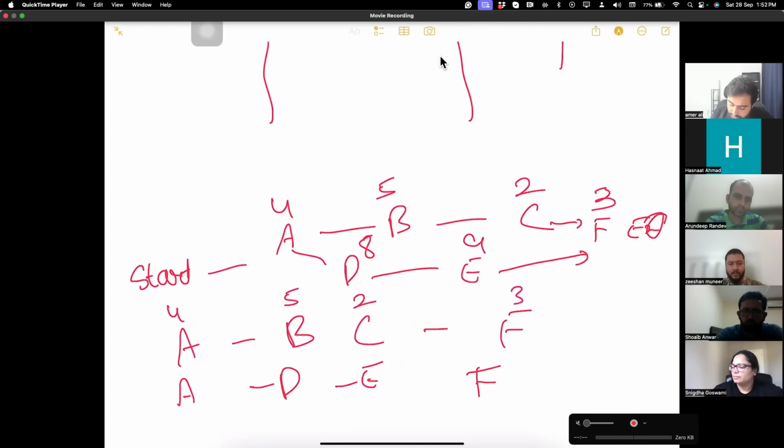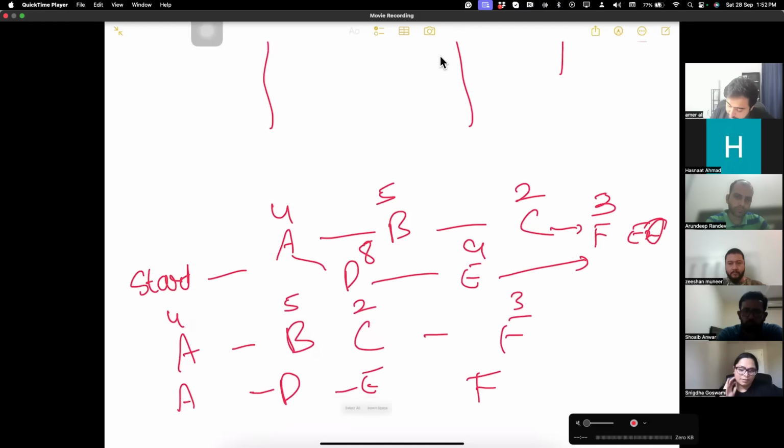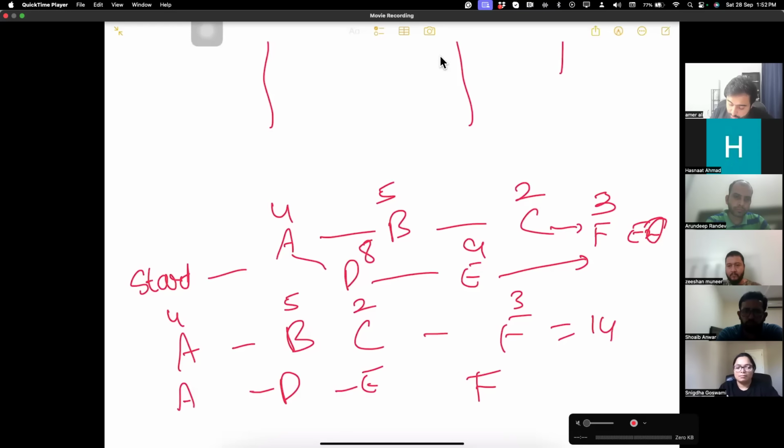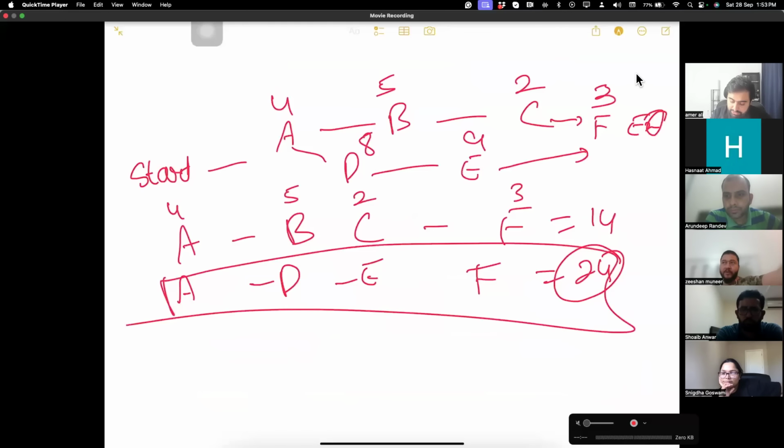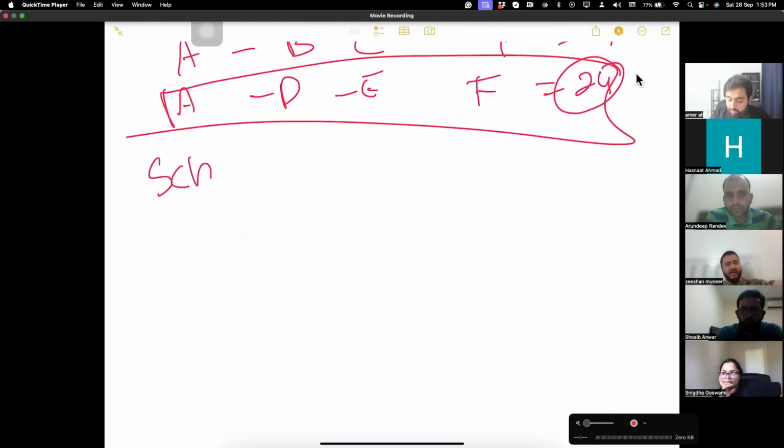3 plus 2, 5, 5 plus 5, 10, 14. 4, 4 plus 8, 12. 12 plus 9, 21. 21 into 24. The longest path is called the critical path. That's it. The difference between longest and non-longest is your float, how much it can float. This becomes your schedule baseline. Now it gets approved, you get your schedule baseline. It cannot be changed.